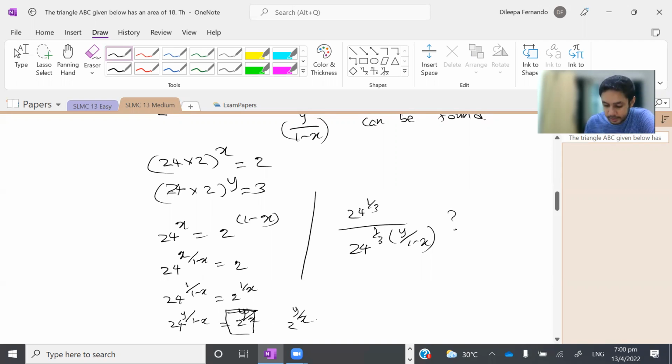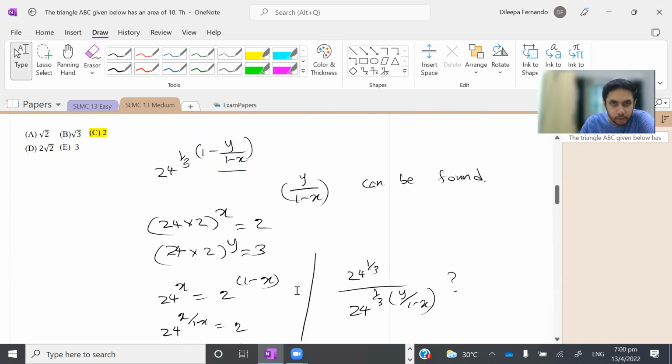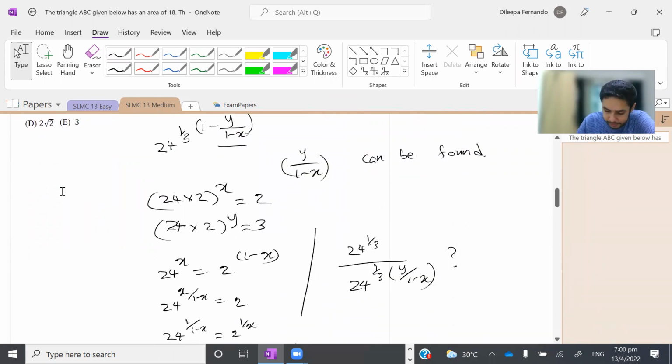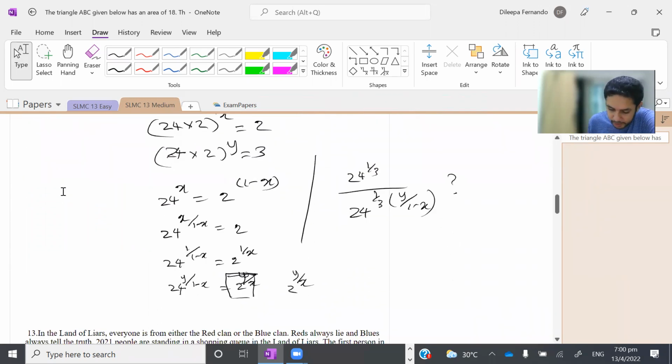And you can see that x and y have the same degree and same order. Why don't we try to divide one equation from the other? Means we have 48 to the power x equals 2, 48 to the power y equals 3. Let's take the logarithm. x log 48 equals log 2.